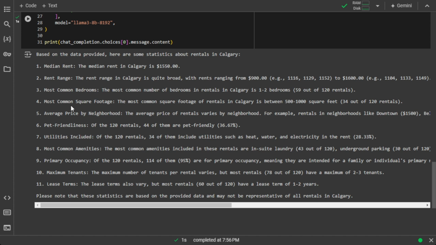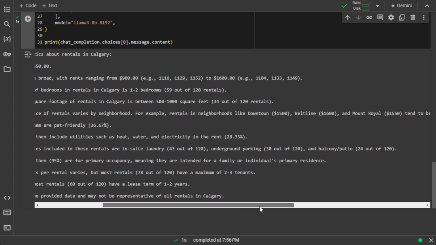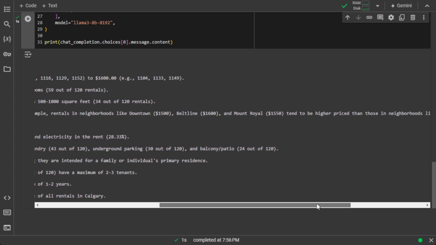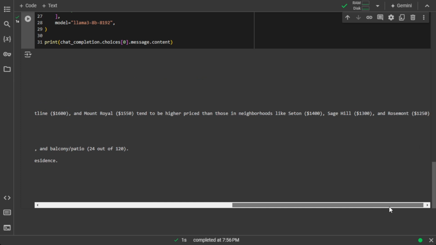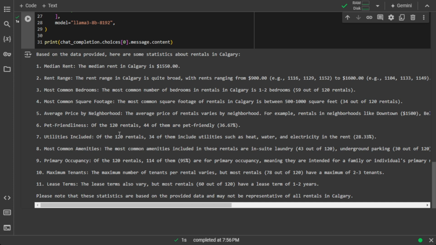120, huh? Okay. Most common square footage, 500 to 1,000 square feet. Again, with the 120 rentals. Average price by neighborhood. Downtown 1,500. Beltline 1,600. Mount Royal 1,550. Seaton 1,400. Sage Hill 1,300. Rosemont 1,250. Cool. Pet friendliness, a third of them are pet friendly.